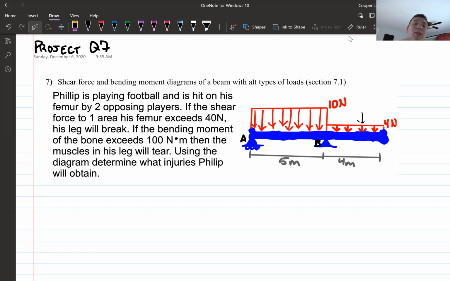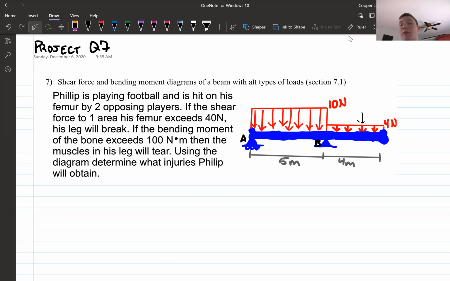So by asking if the shear force to one area of his femur exceeds 40 newtons, that's basically asking for the maximum absolute value of shear force, and it's doing the exact same thing for bending moment.